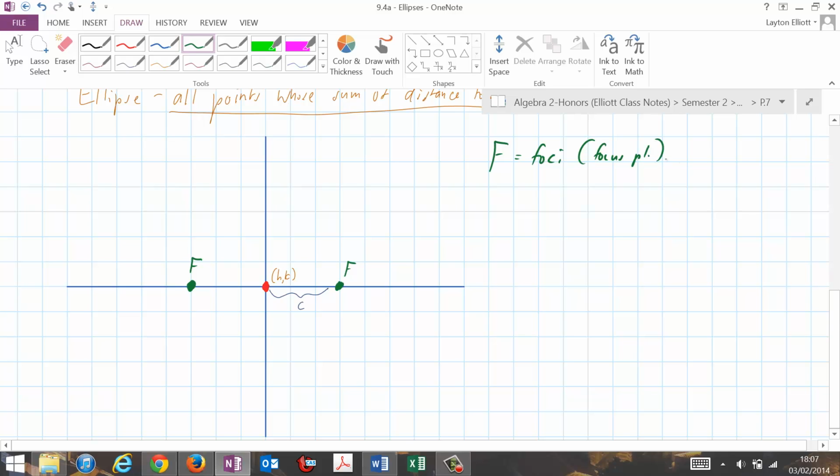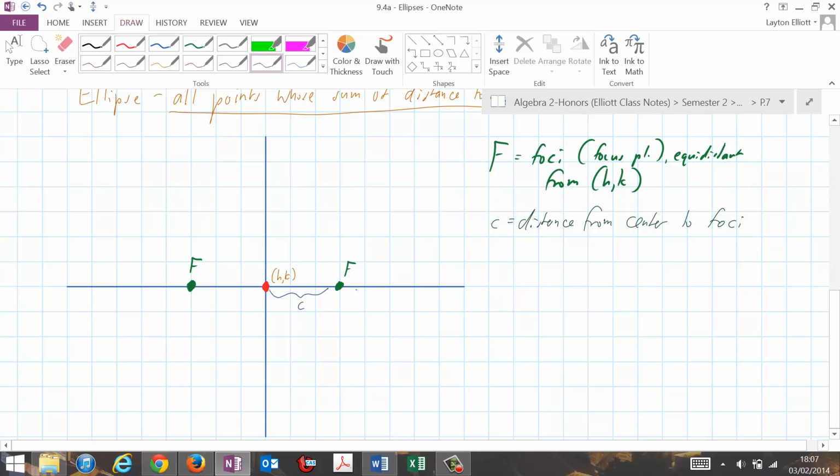And foci themselves are equidistant from the center, which I'm going to denote with HK. And then we have a little c, and c is going to be equal to the distance from the center to the focus, or to each foci. So this builds up what's going to be the creation of our shape.